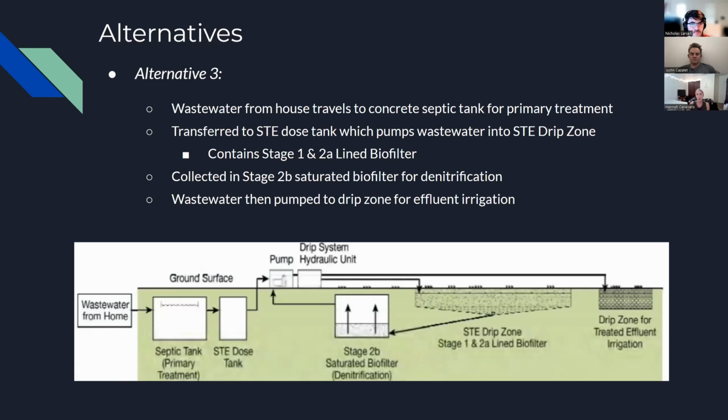With alternative three, wastewater travels from the home to a concrete septic tank for primary treatment. It is then transferred to an STE dose tank, which pumps wastewater into an STE drip zone. This contains a stage one and 2A lined biofilter. Wastewater is then collected in a stage 2B saturated biofilter for denitrification. Wastewater is then pumped to a drip zone for effluent irrigation.